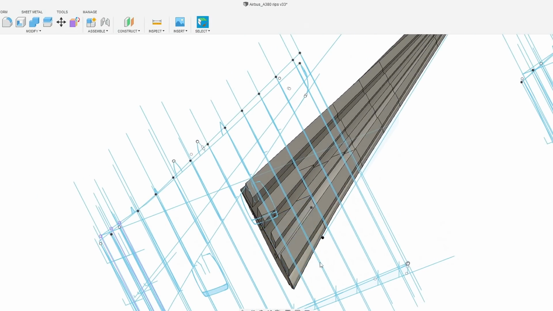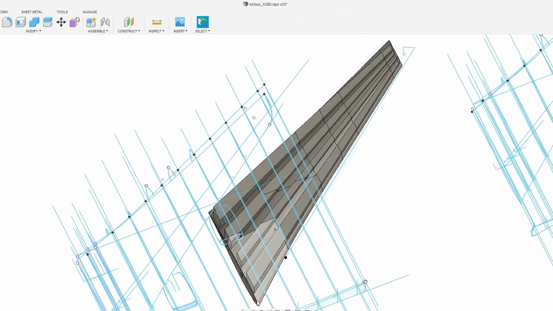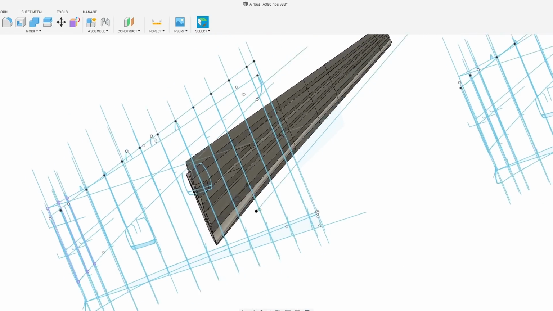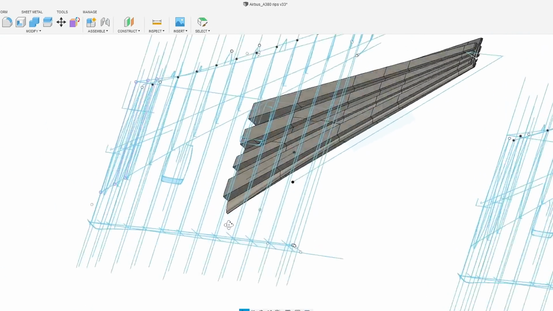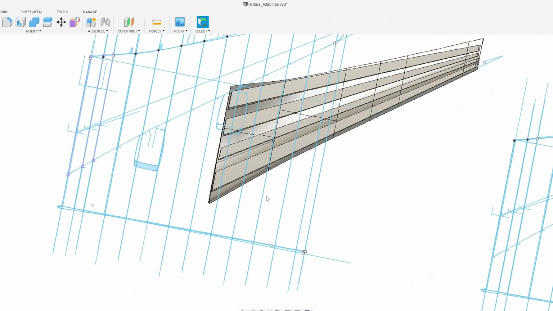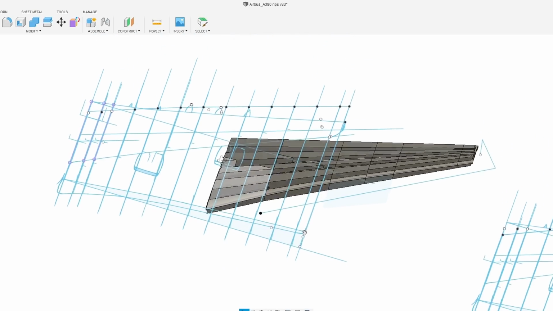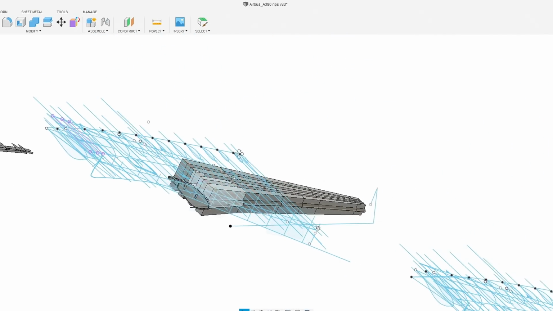This is the mold. From here to here is over 2 meters. The wingspan is 3.8, but when you take it at this angle like this, this is almost more than 2 meters. And so printing this will take forever, basically.